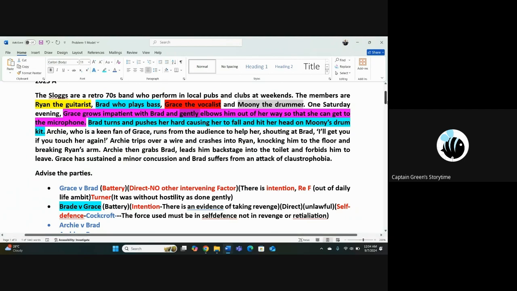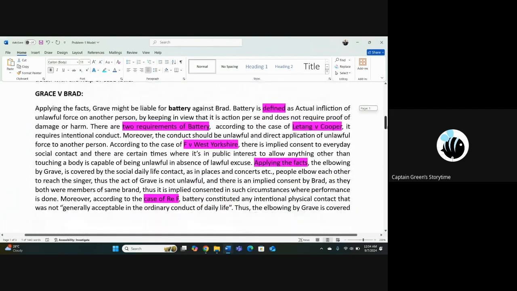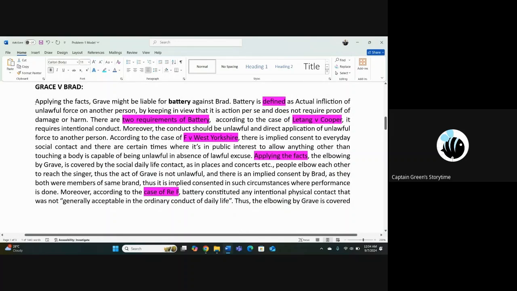Now let's see what I have written here, going to the relation between Grace versus Brad. Applying the facts, Grace might be liable for battery against Brad. Battery is defined as an actual infliction of unlawful force on another person, keeping in view that it is action per se and does not require proof of damage or harm. I have proved that given the definition of battery. Okay, battery definition given. I'm going step by step.